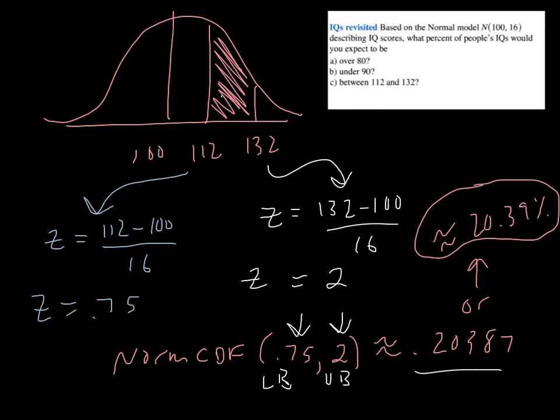me a decimal answer of 0.20387, rounded to approximately 20.39%. So based on the normal model describing IQ scores, I would expect around 20.39% of people to have IQ scores between 112 and 132 quality points. Exciting stuff.